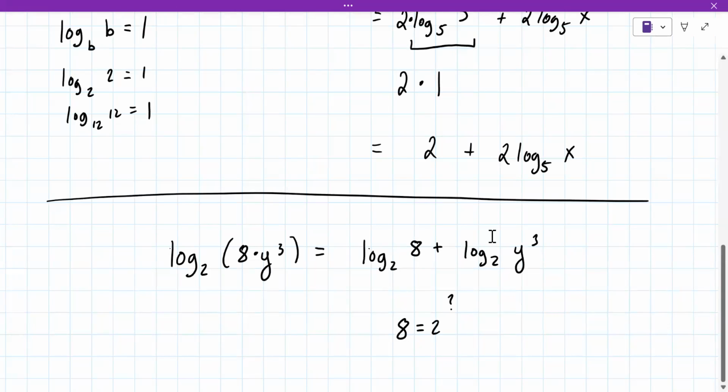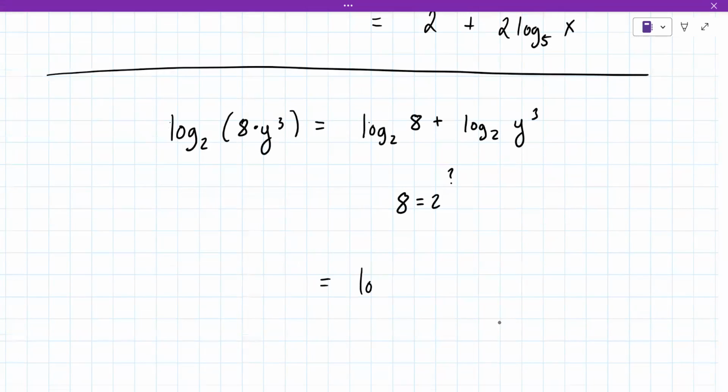2 to the third. Okay, and so that's where we proceed from here. Log base 2 of 2 to the third, plus log base 2 of y cubed. Now you can apply that third law where the exponents come out in front. So that'd be like log 3.